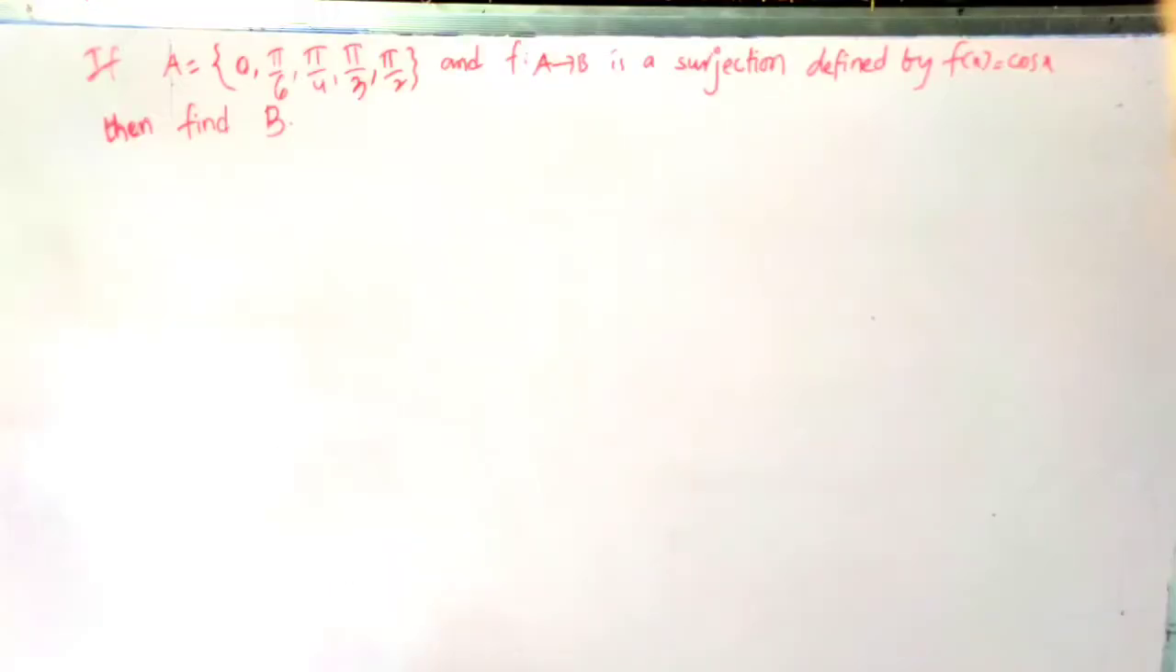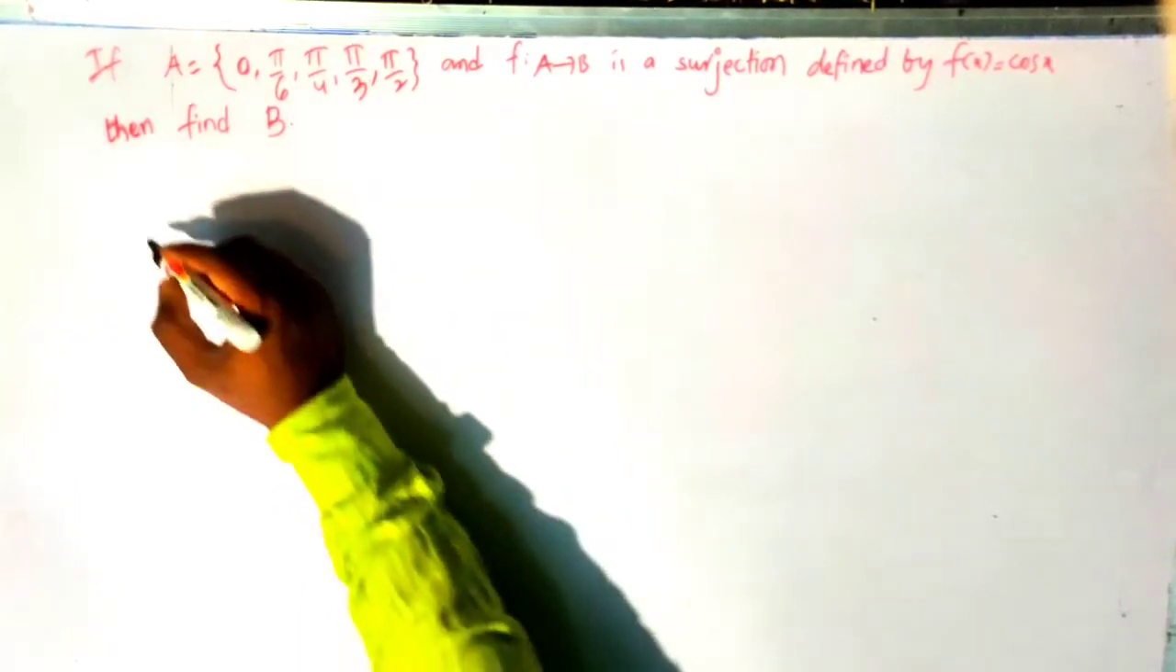Clear? Right, next one. If A equals the set of 0, pi by 6, pi by 4, pi by 3 and pi by 2, f from A to B is a surjection defined by f of x equals cos x, then find B.